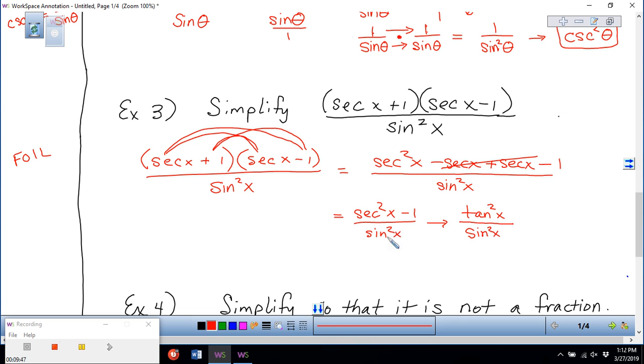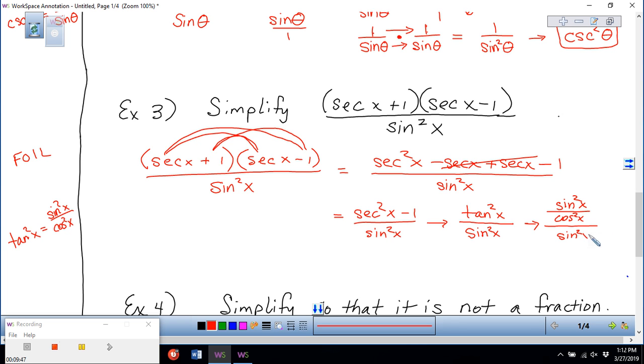Now my next step is going to be to take the tangent squared of x, and I'm going to convert that into sine squared x over cosine squared x. So we're going to replace tangent squared with that. So on the top I have sine squared x divided by cosine squared of x, and then in my denominator still I have sine squared of x.